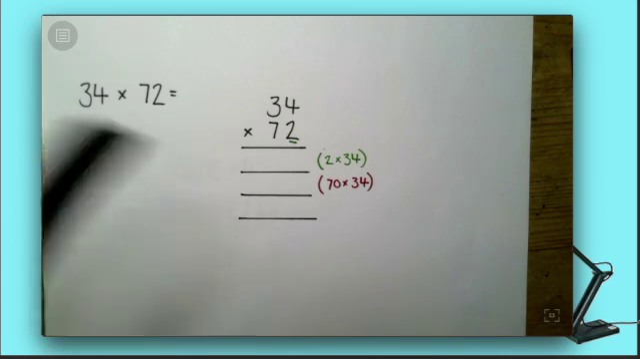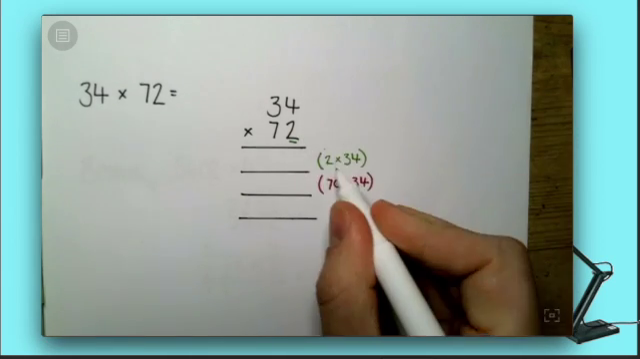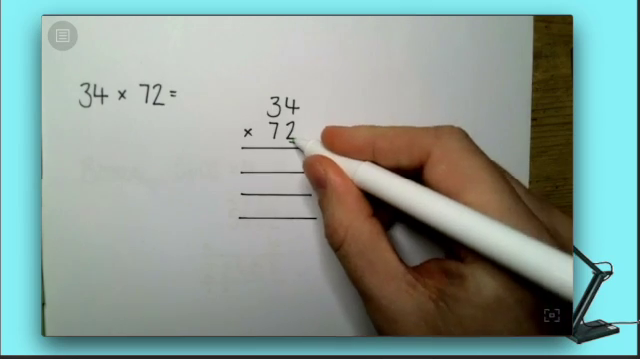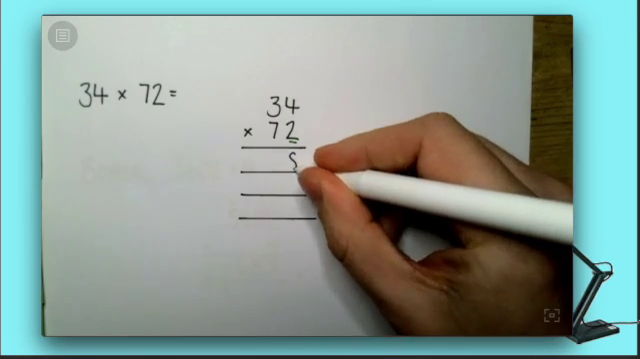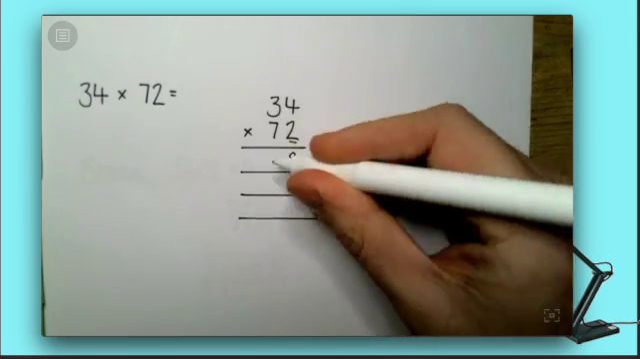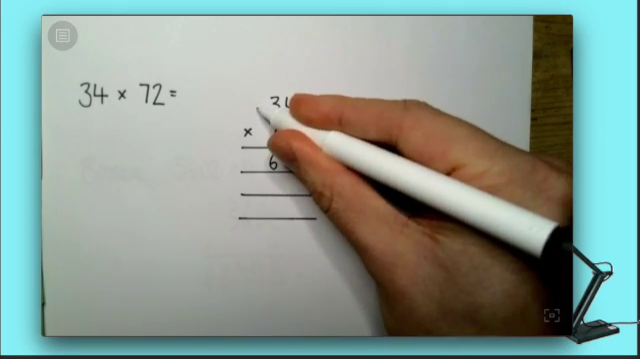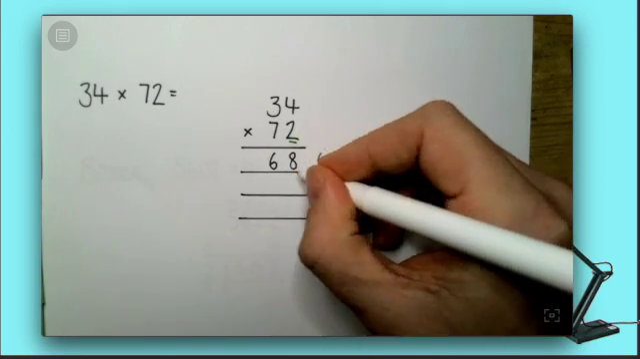Okay, let's get going. We always start with our units. So I'm doing my 2 times 34. 2 times 4 is 8. 2 times 3 is 6. Nothing else to do, so that's just 68.